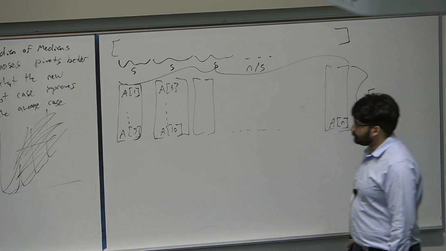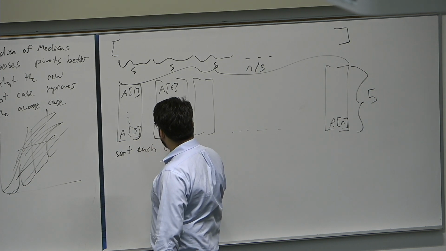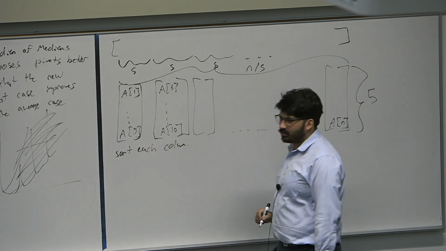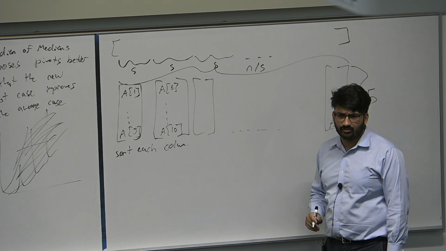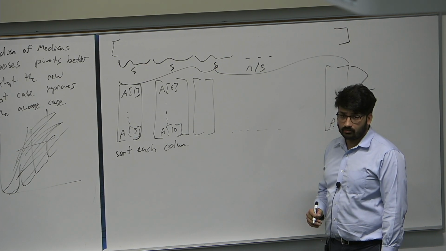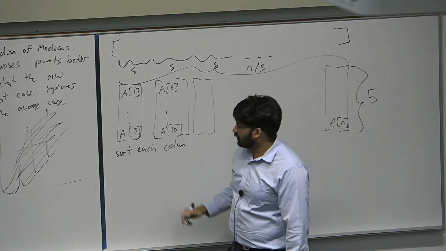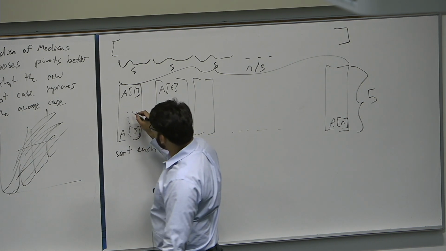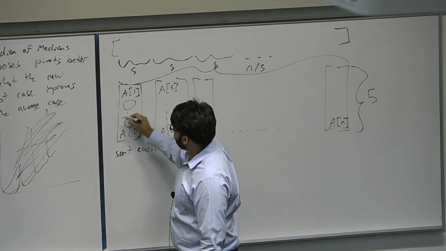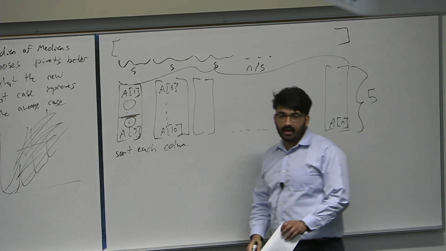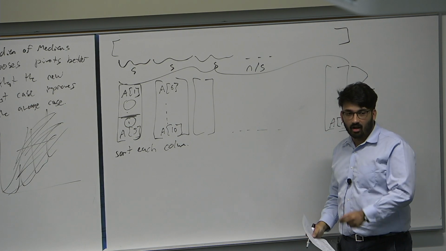So step 1, sort each column. How long does that take? Actually, we'll come back to the analysis. Let's do the correctness first. We're going to sort each column, right? So these elements are going to get swapped around. Then, what do we know about the middle element here? You have 5 elements. If you sort the 5 elements, the middle element is the median of that column, okay?